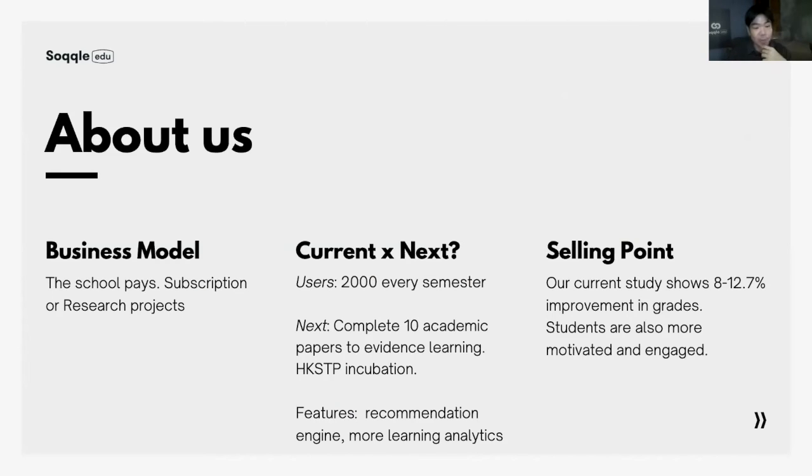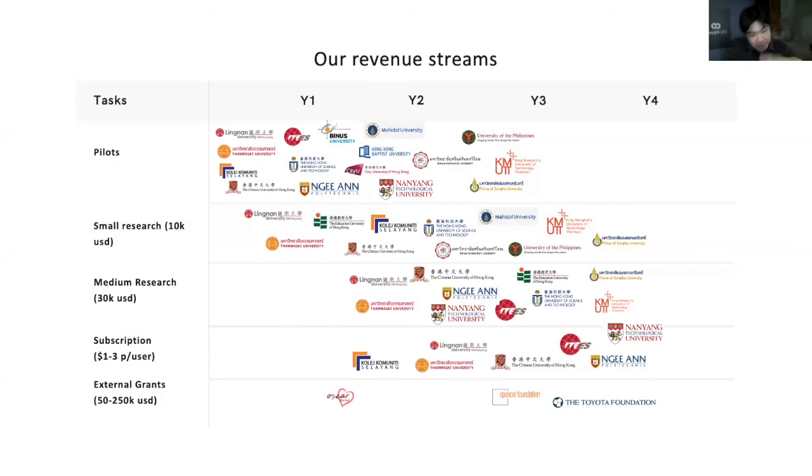For our business model, we want the schools to pay, and most of them are doing it through academic research. We use the academic research method to create a safe space for the teachers to try, but also get paid for it, and to document that there's a learning outcome and benefit. We are trying to build more recommendations and learning analytics, so that students and teachers can better understand where to go, and teachers know which content to focus on when they're teaching. Our last study shows an 8 to 12% improvement in grades, and students also report that they're more motivated and engaged.